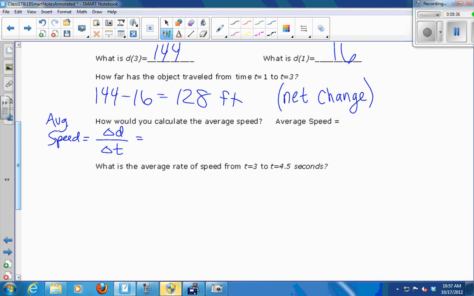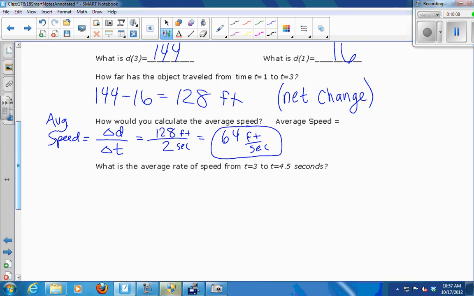So this is 128 feet it fell, right? How long did it take it to fall 128 feet? 2 seconds. From 1 second to 3 seconds, it's 2 seconds. So I get 64 feet per second. On average, it's falling 64 feet per second.